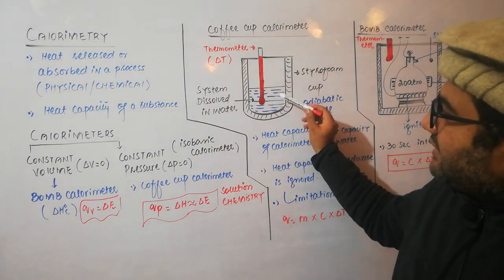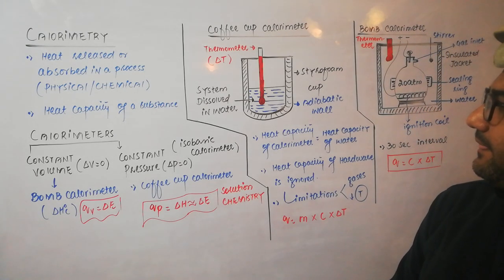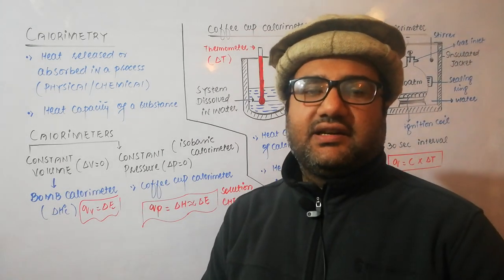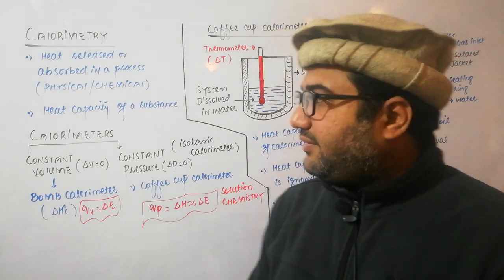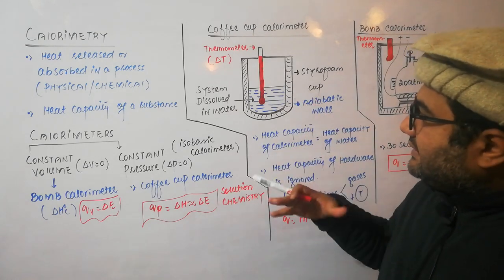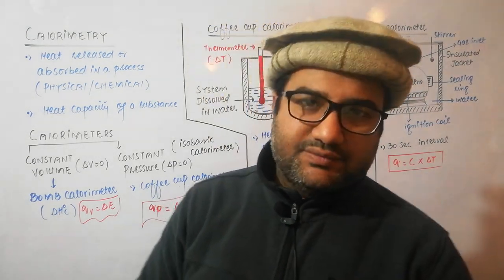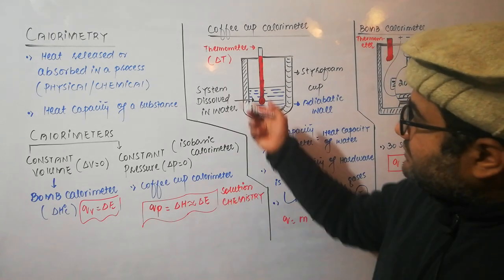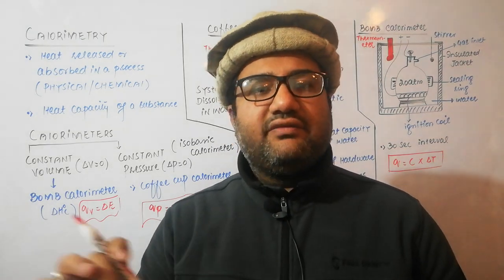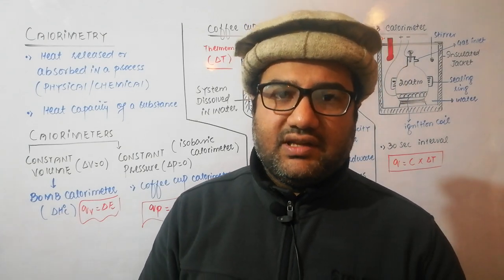Here is the thermometer. This one is the solution which we are going to study in this. Now, when the reaction takes place, obviously there will be a certain change in the temperature. If it is an exothermic reaction, then the temperature of this water will be raised because heat will be released. And if it is an endothermic process, then the temperature of this solution will be decreased because heat will be absorbed. Our main concern is to measure the change in temperature. Actually, calorimeters provide you only one thing, and that is the change in temperature. And then by using this change in temperature, you can find the relevant enthalpies.